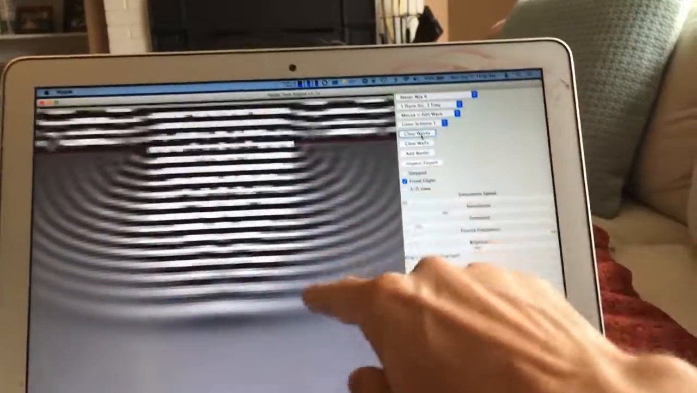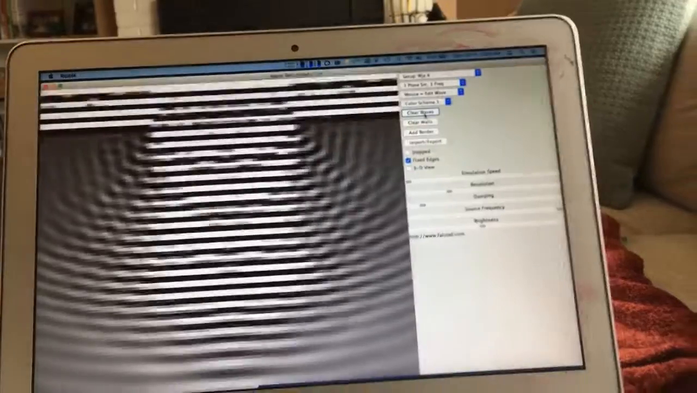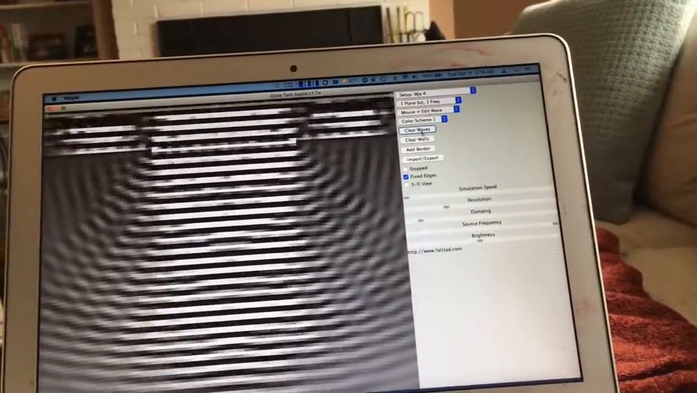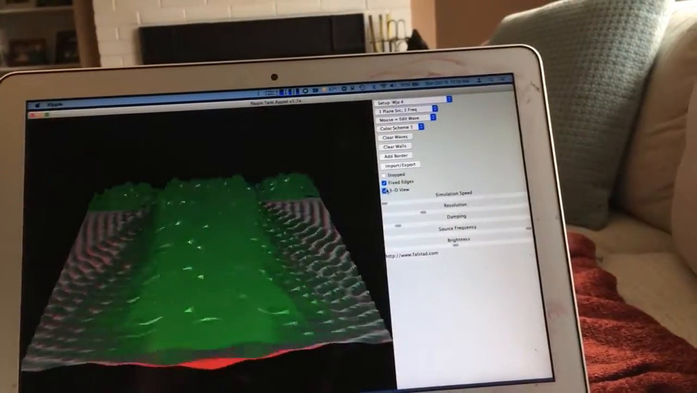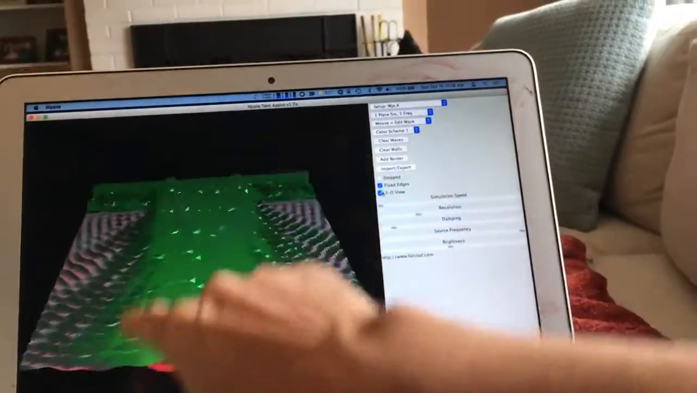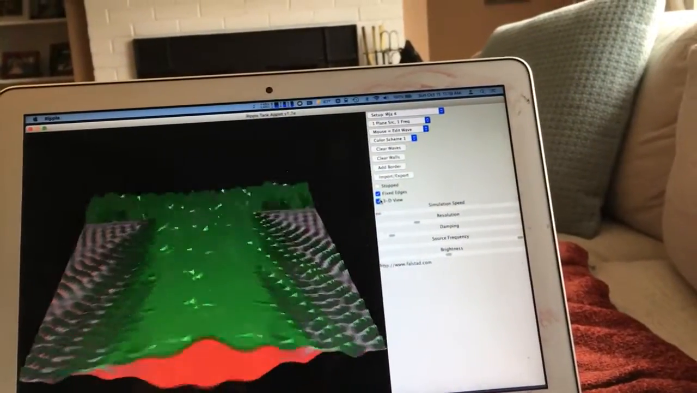So you should get a pretty good beam here. Let's see if the 3D view helps. Yeah, I think you can see it's a pretty good beam.